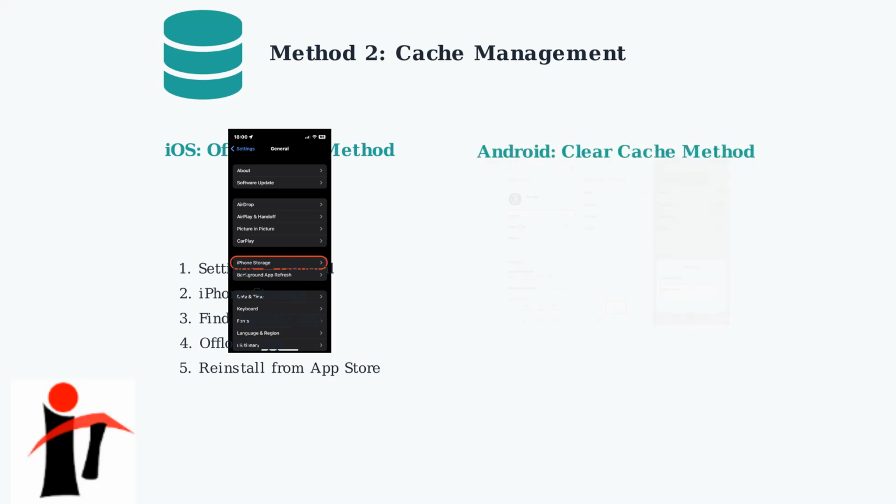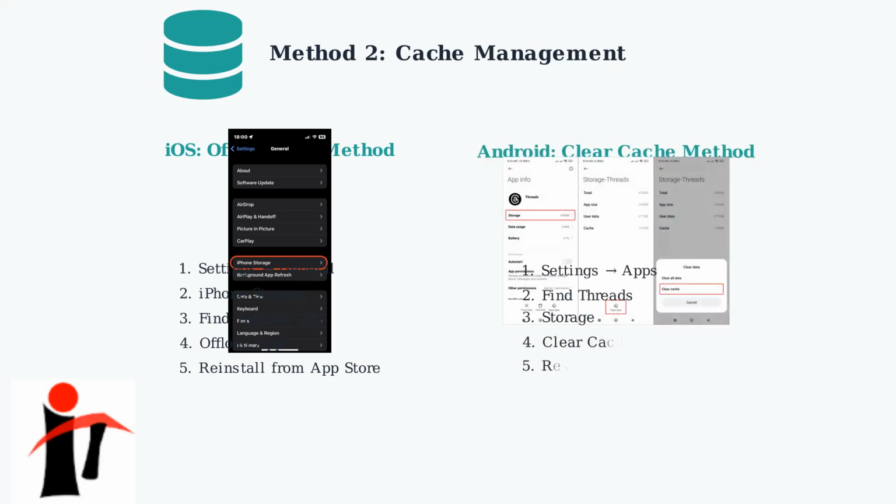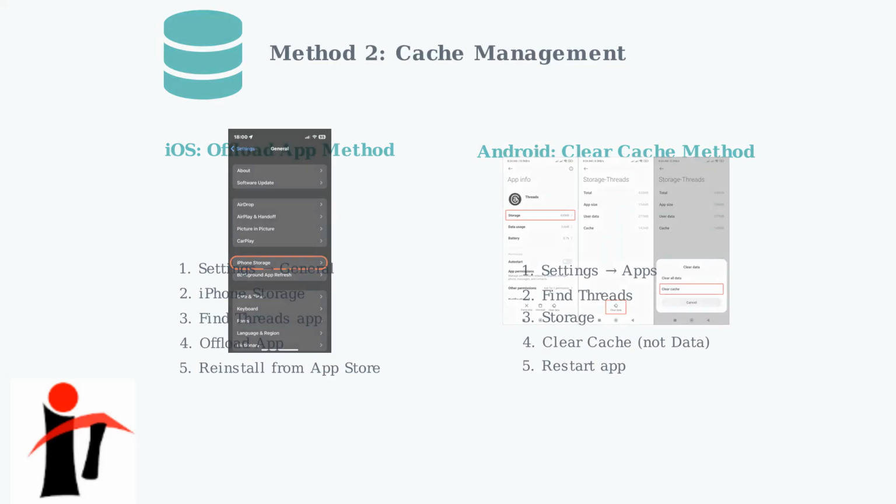For Android users, navigate to Settings, then Apps, find Threads, and go to Storage. Start by clearing the cache only, not the data. This preserves your login while refreshing the notification system.